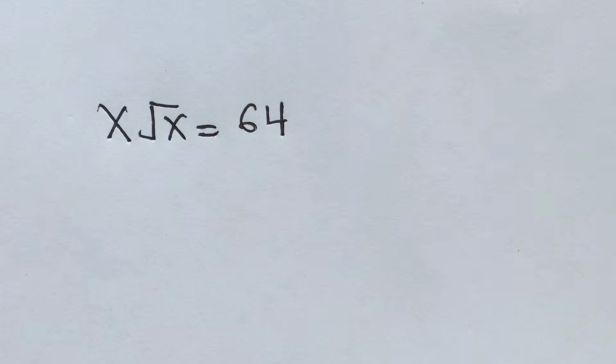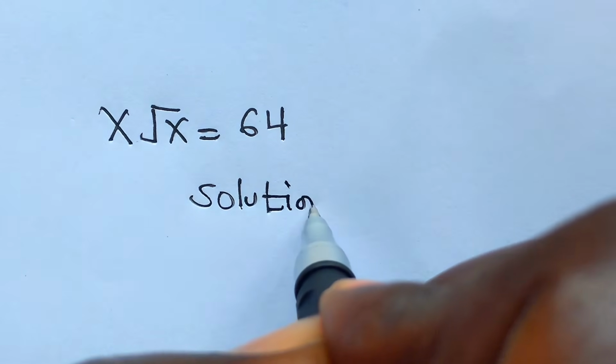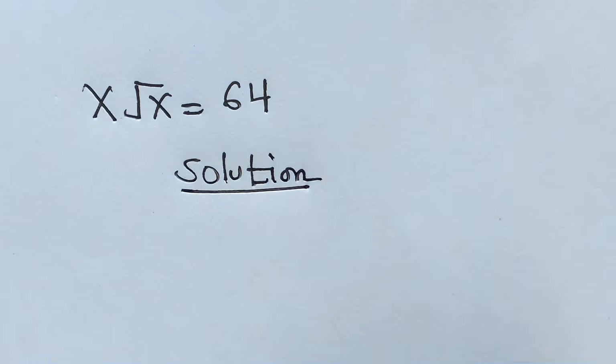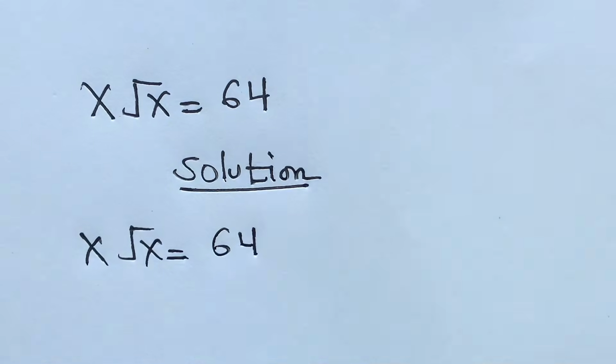Can you solve this one? So, solution. Then here we have to copy what we have: x to the power of square root of x equals 64.